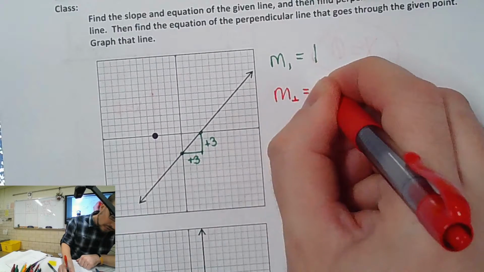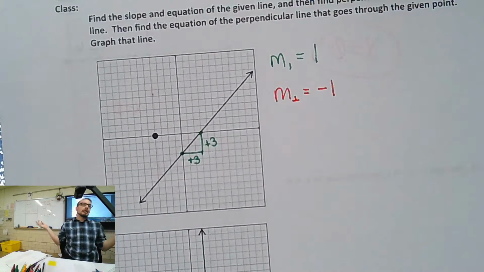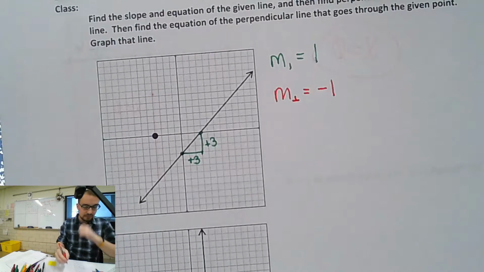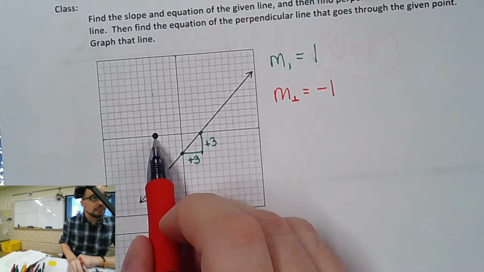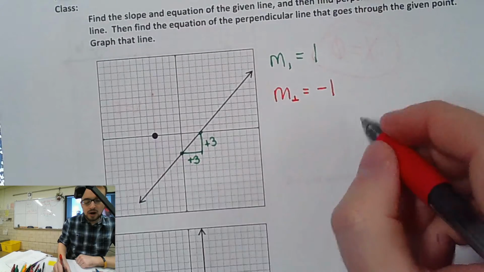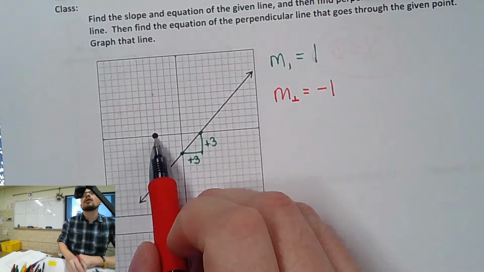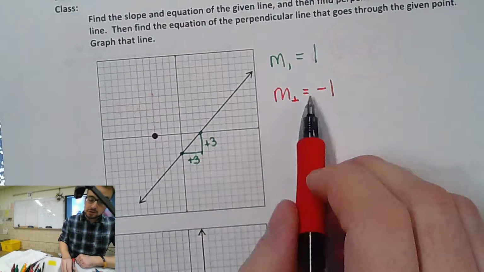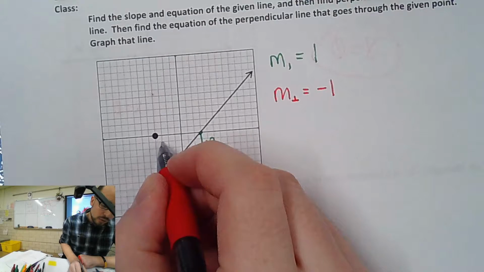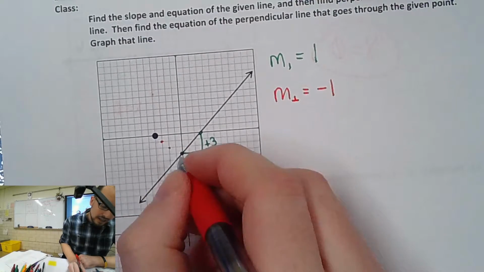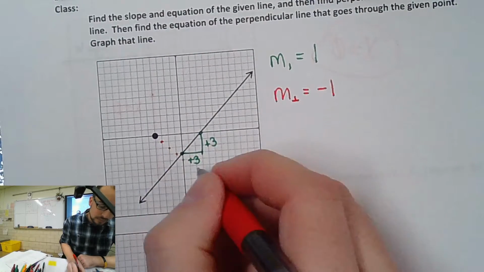Negative 1, because we flip it and negate it. 1 flipped is still 1, right? And then we negate it. We want it to go through that point. So we could do the y equals negative x plus b thing and then plug in whatever that point is and figure it out. Or we could do it graphically. Let's use our slope. Down 1 to the right 1. Again, it's perpendicular, right? That looks perpendicular to me.